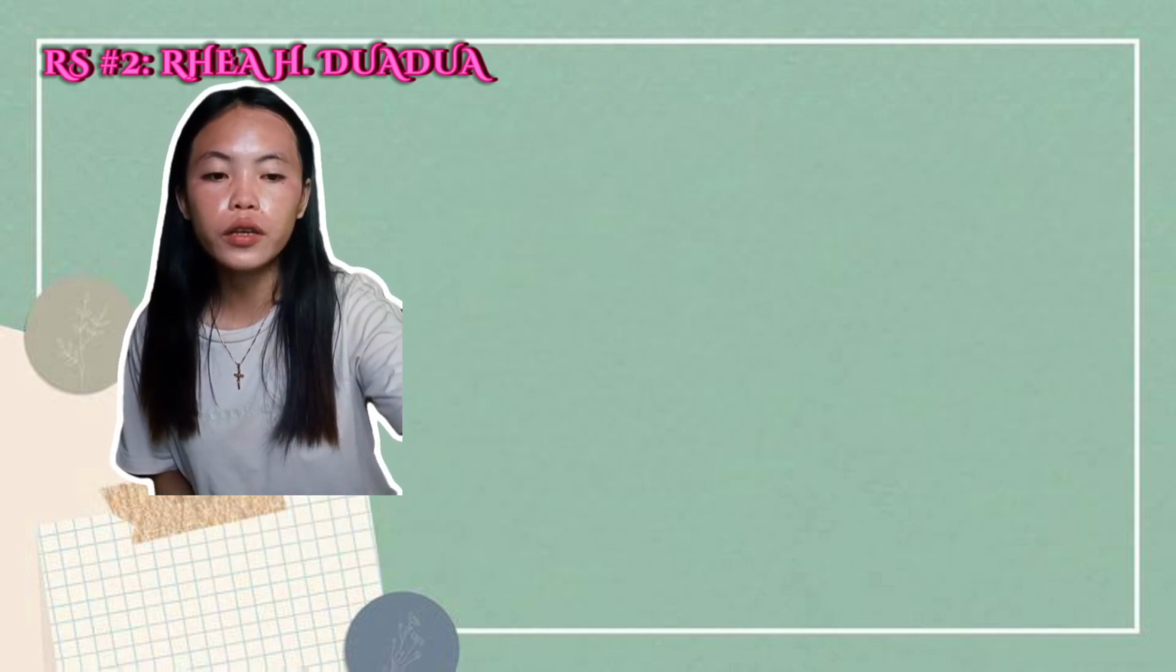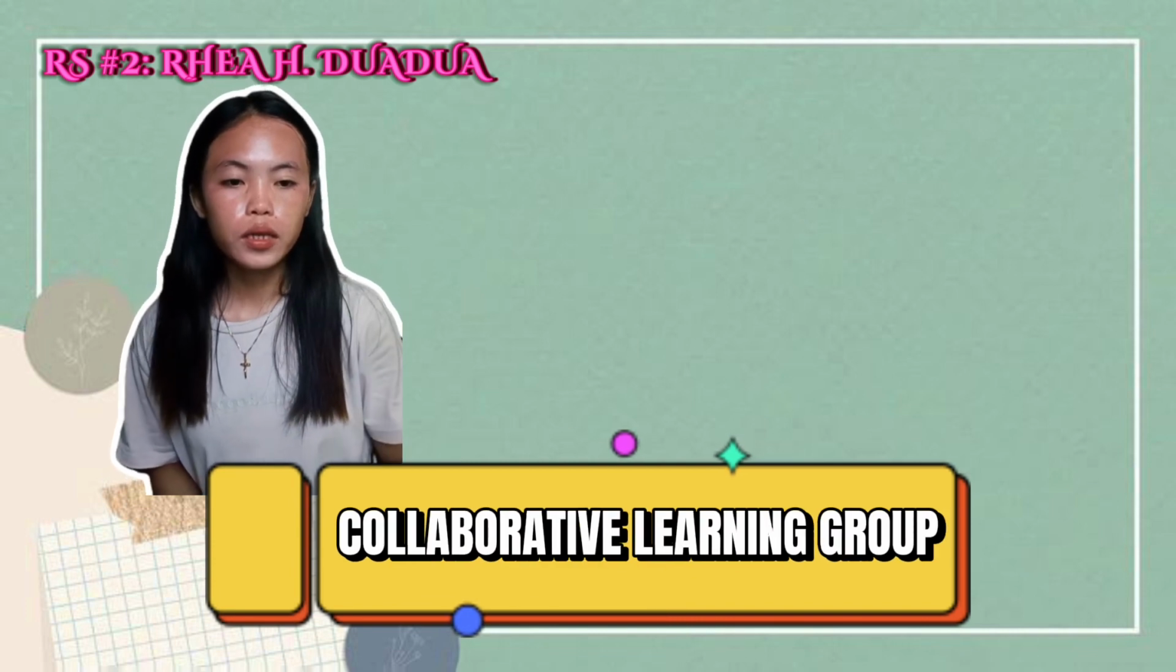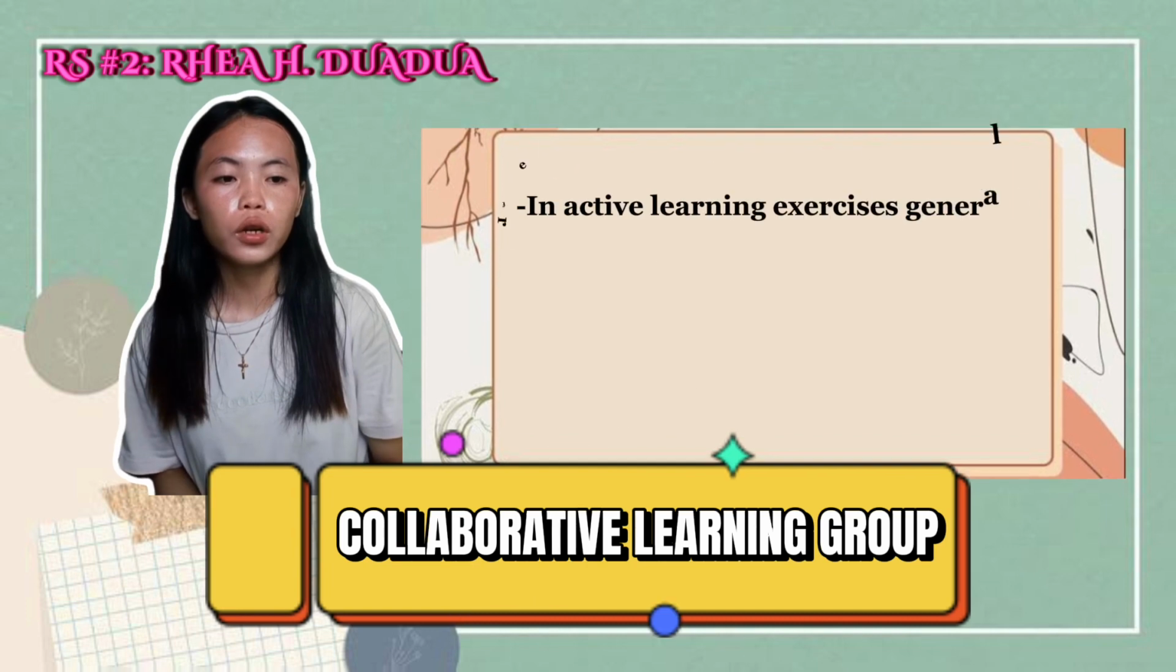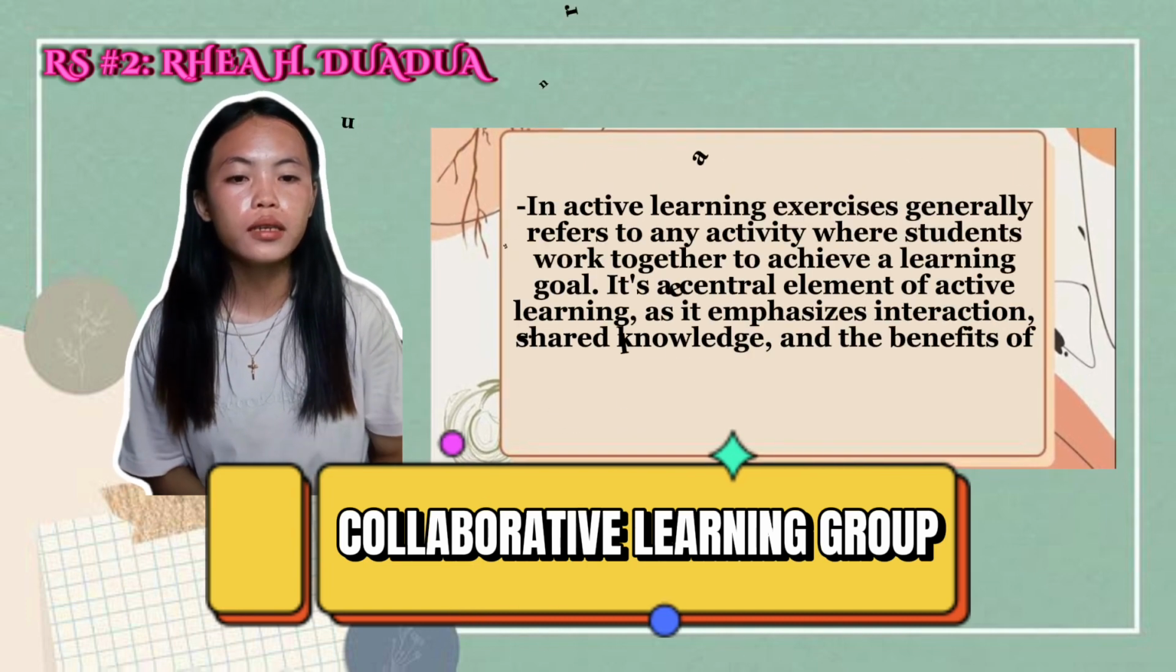And the last is collaborative learning groups. A collaborative learning group is successful for learning different materials for different classes.